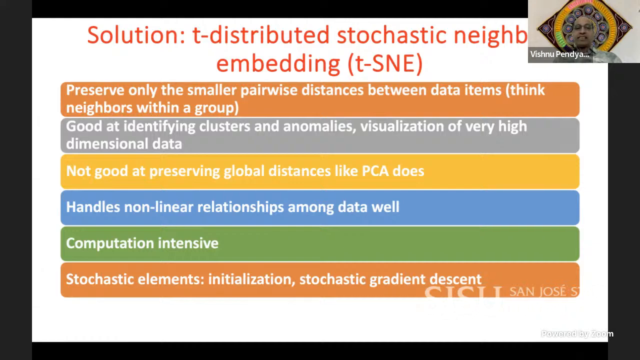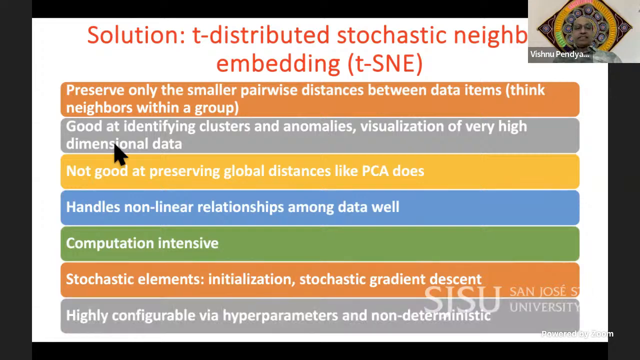So initialization, then it has to minimize the divergence between the probability distributions. It has to use an optimization algorithm, and the algorithm uses stochastic gradient descent. Because of the stochastic elements, it's highly configurable using hyperparameters and obviously is non-deterministic. So you'll not end up with the same plot each time. The plot could change, the mapping could change, the visualization could change.